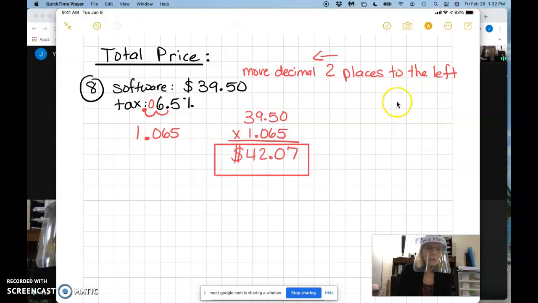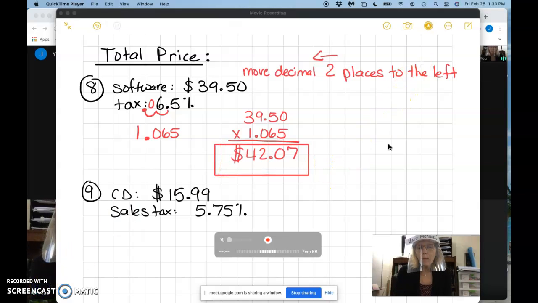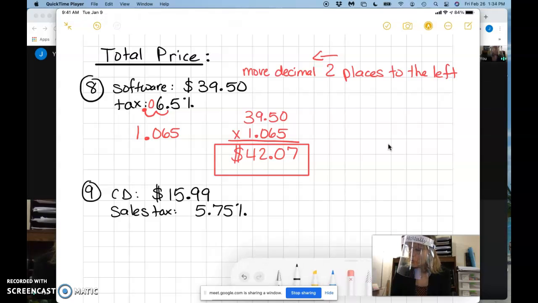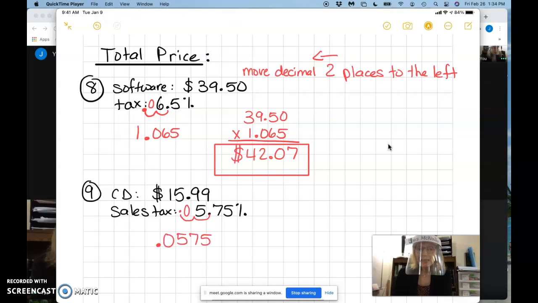All right, we're going to do one more of these. Okay, so here we go with our next example. We are going to first move the decimal point 2 places to the left. So 1, 2. I'm going to write that number down here so it looks neater with the new decimal. And then I'm going to put a what in front? 1. Good remembering. Now I'm going to multiply the price of the CD by that amount.